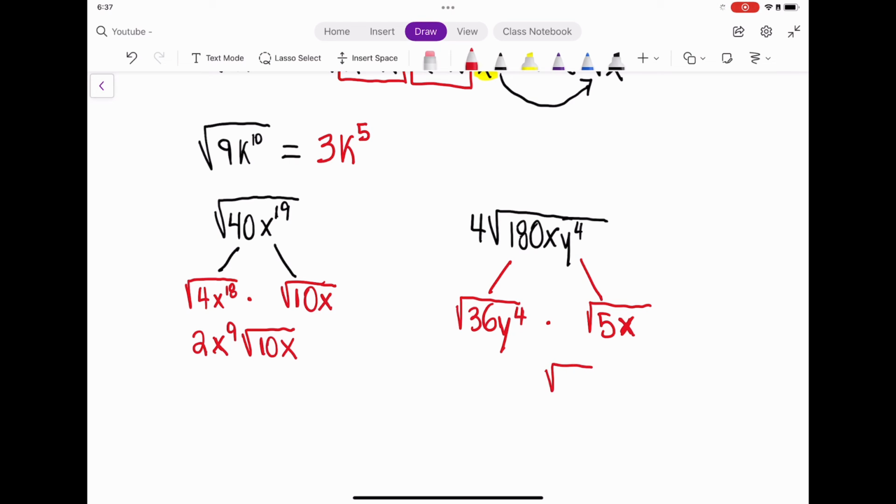Let's make sure we bring our 4 down because we're going to have to multiply that by what we simplify radical 36y to the fourth to. So we're going to bring 4 down one more time. And then now this radical 36, the square root is 6. And y to the fourth, if we divide 4 by 2, we're going to get y squared. And then we're going to put times radical 5x.